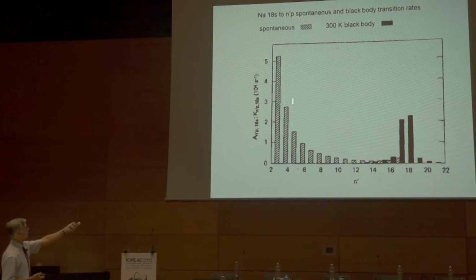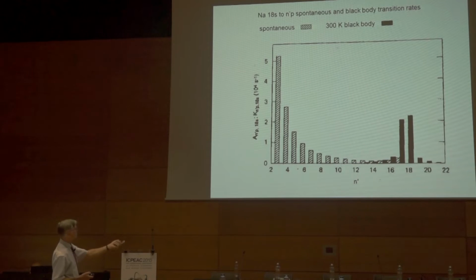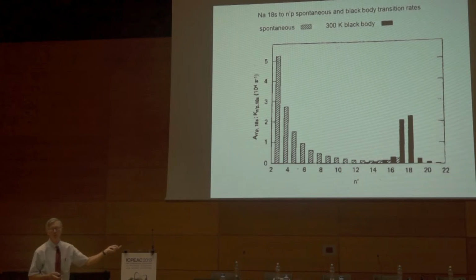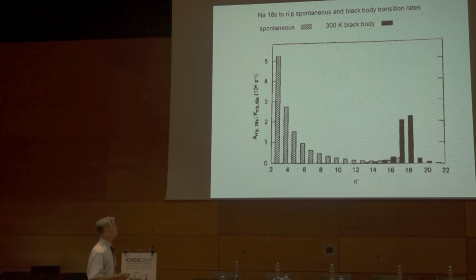So what I've shown here are the spontaneous rates falling from 18s down to the lower lying p states, and the spontaneous rates are the shaded ones, and the solid black ones are the black body rates. So you can see that the black body transitions are all to nearby states, whereas the spontaneous transitions are dominated by the transitions to the lowest lying states. Now, for 18s or any low L state, this effect is maybe 20%.